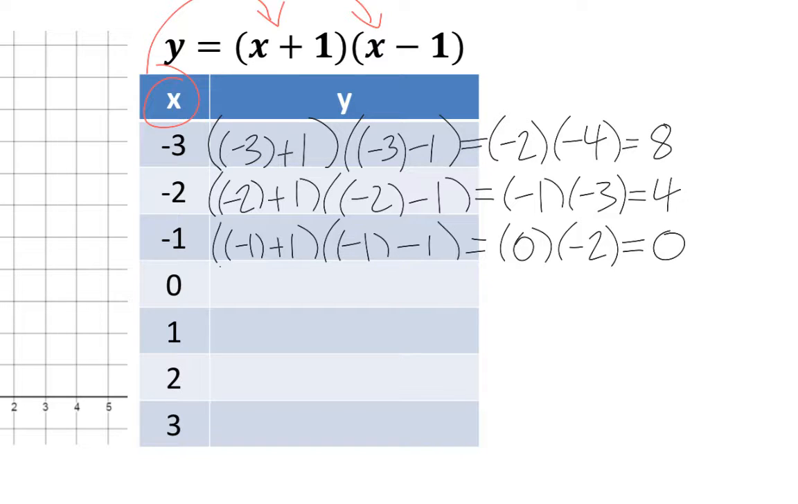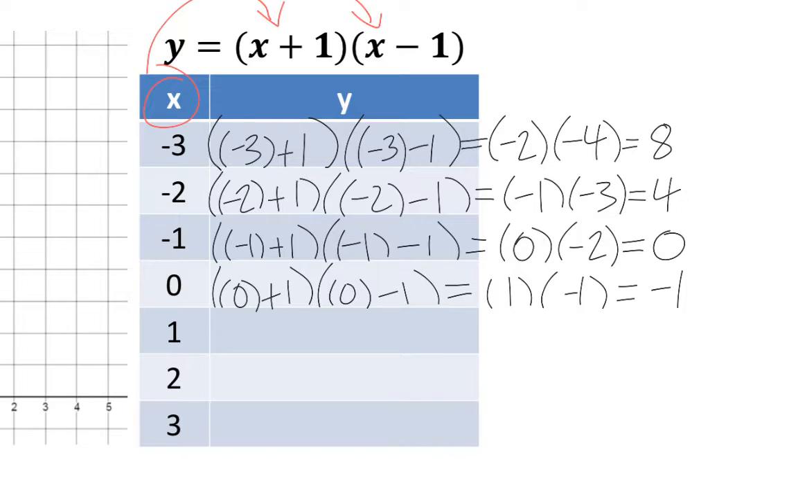Let's do the same thing for 0. 0 goes in the brackets. Everything else stays the same. 0 goes in the brackets. Everything else stays the same. So 0 plus 1 is 1. 0 subtract 1 is -1. And 1 times -1 is -1.